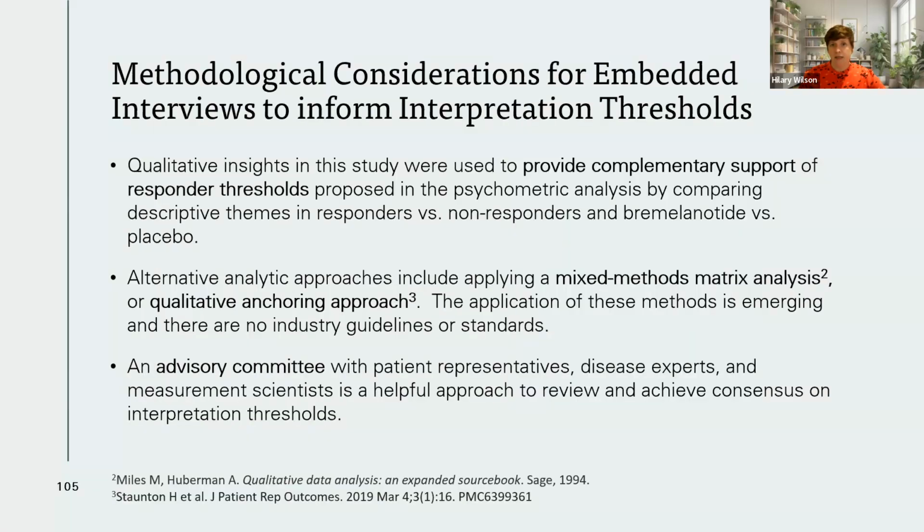And then the next slide. I did want to just point out that there are alternative approaches to using qualitative interview data to develop interpretation thresholds. There's some discussion around using a mixed methods matrix analysis, or even developing anchors from the qualitative data itself and deriving change thresholds based on these qualitative anchors and having that be one of your inputs, that amount of change based on the qualitative anchors, your input into your triangulation process. These methods are emerging and there are no industry guidelines.